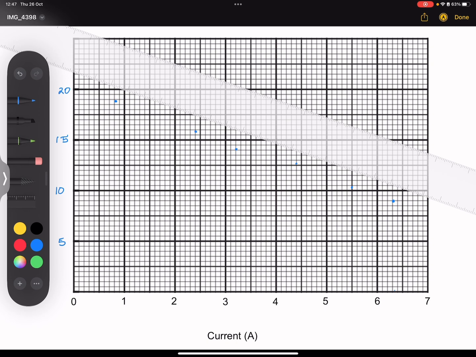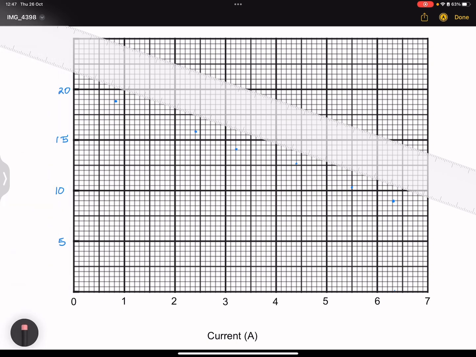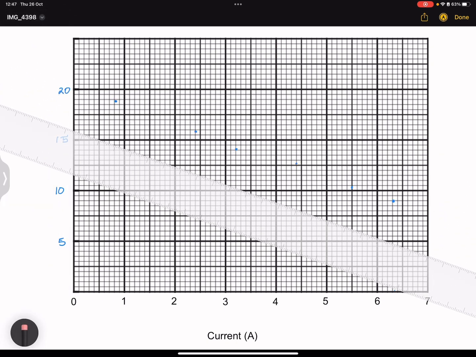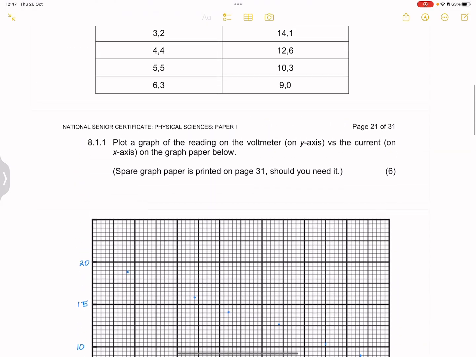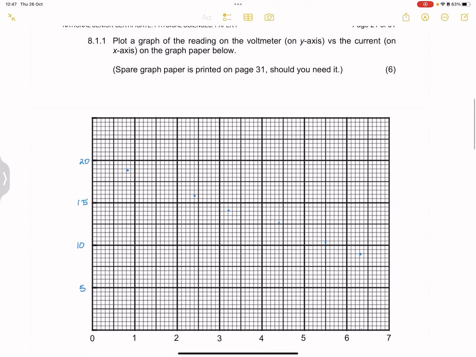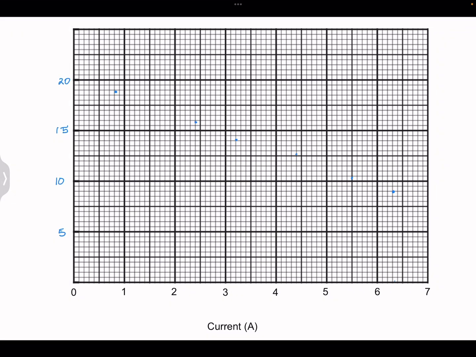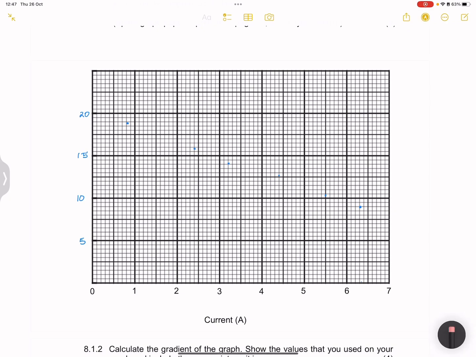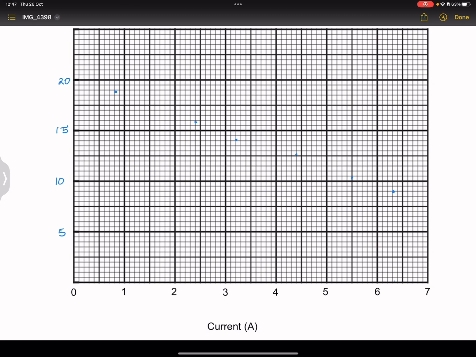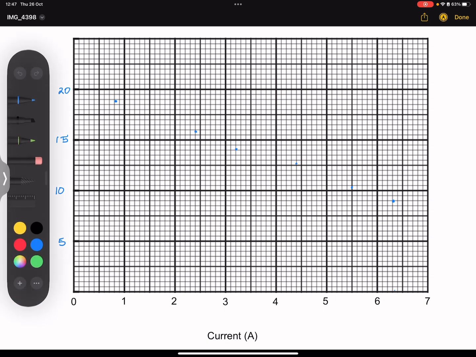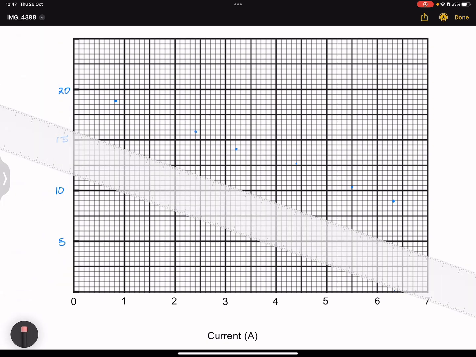I've plotted all my points that were given in the table. You'll see the first one, for instance, was 0.8 and 18.7. Here I've got 18.7. Let me try to get that point there. I wanted to use a ruler actually, so that I could show you.